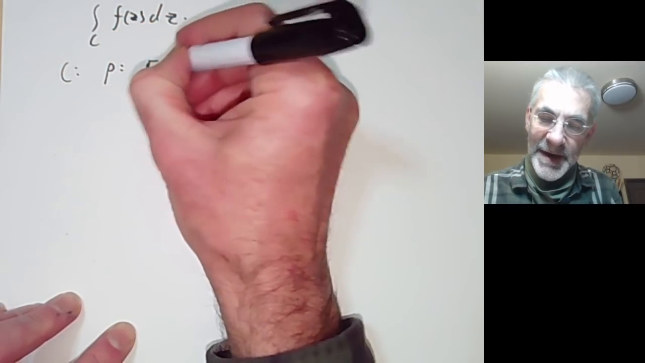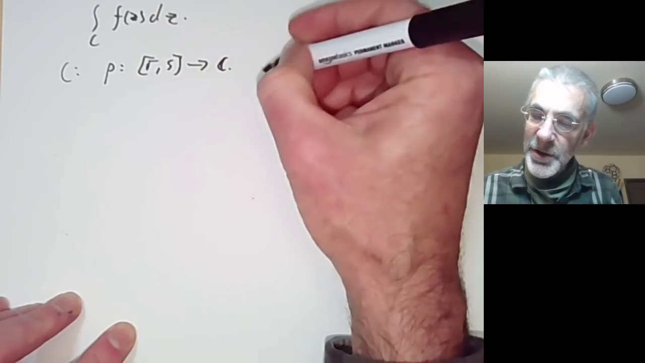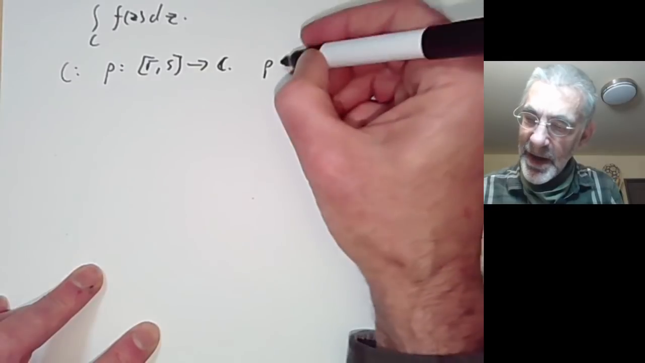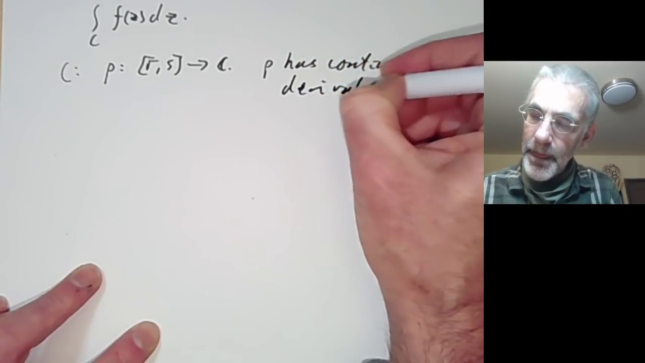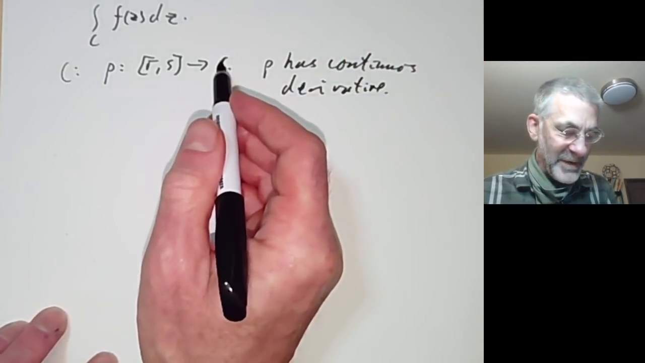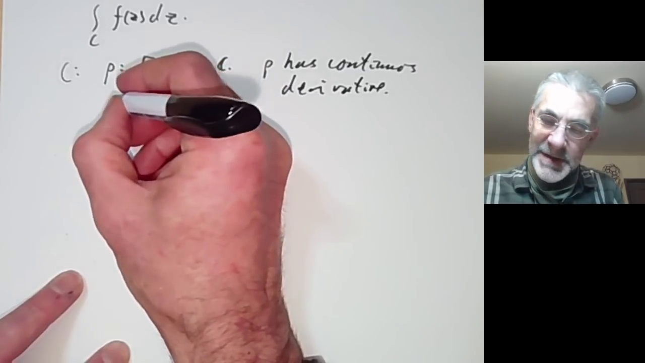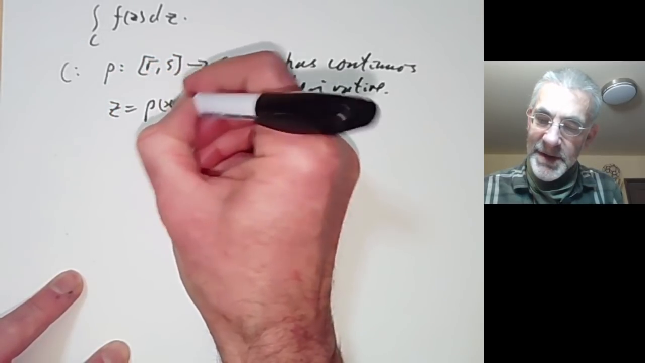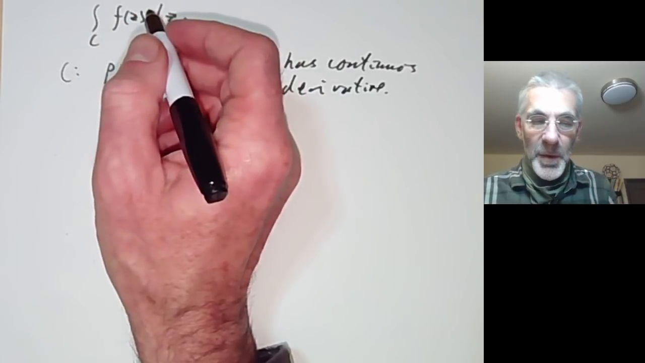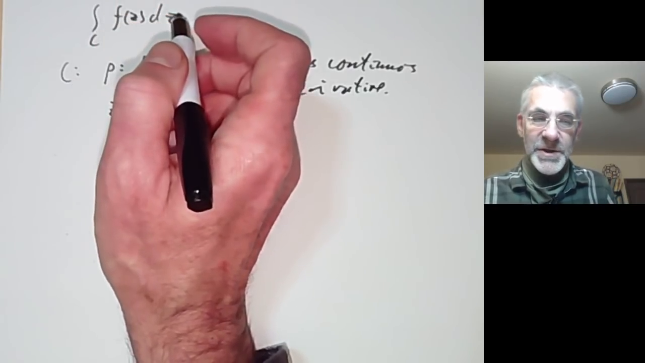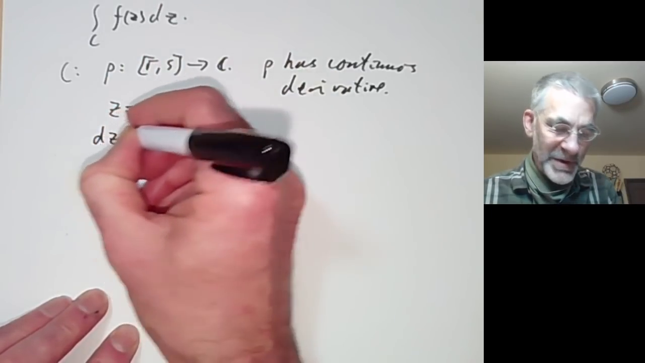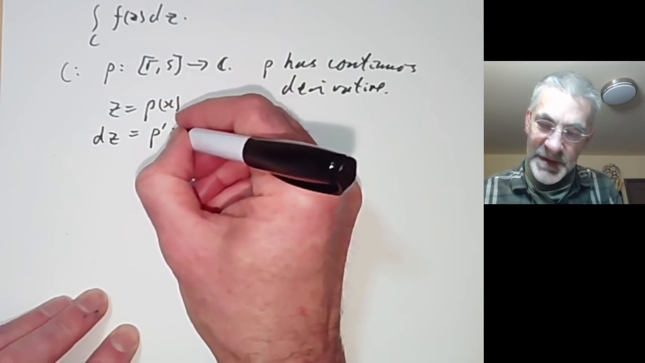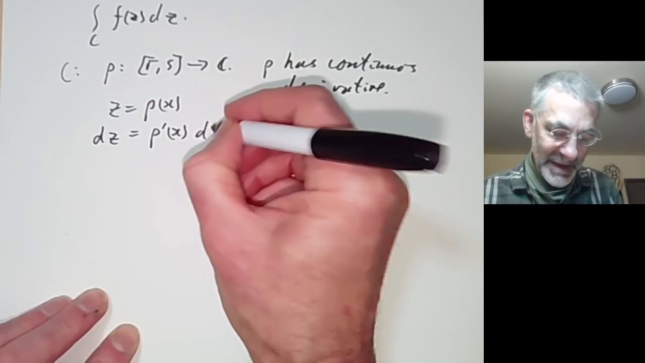So you recall that c is given by a function rho from the interval [r, s] to the complex numbers, and now assume that rho, or p, has a continuous derivative as a complex valued function. So we're putting z equal to rho of x, and now in this integral the formula for change of variables for this sort of integral works just as it does for real integrals, and the proof is much the same. So I'm going to change variables by putting dz equals the derivative of p with respect to x times dx.